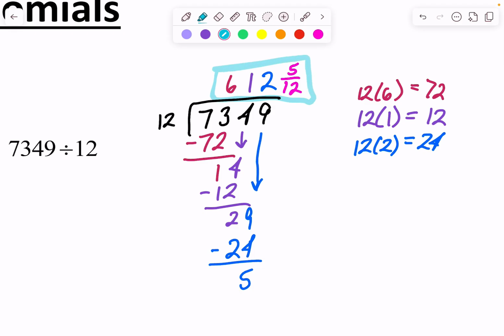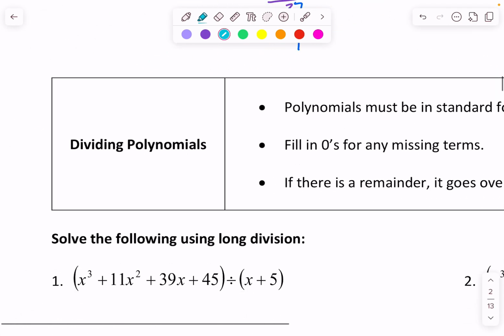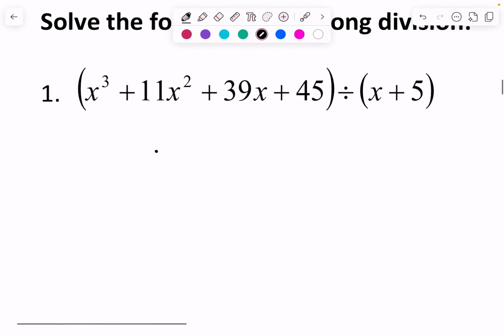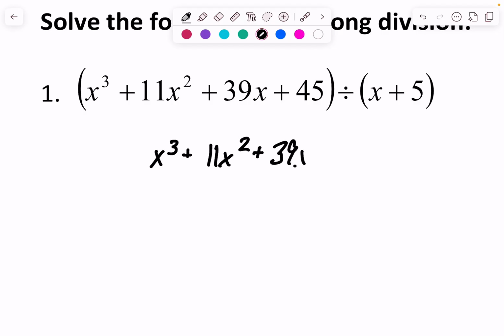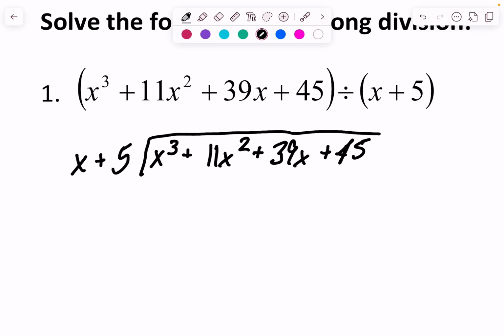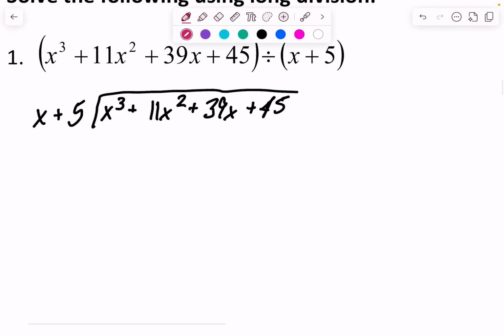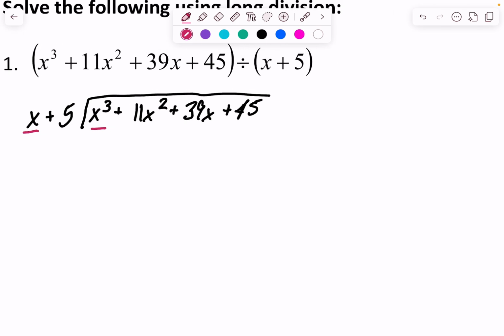Okay, so now we're going to do that, but with polynomials. So we're dividing this polynomial by x plus 5. So x plus 5 is our divisor. So then we ask, we're going to look at our first 2 things, x and x cubed. X times what gives us x cubed?